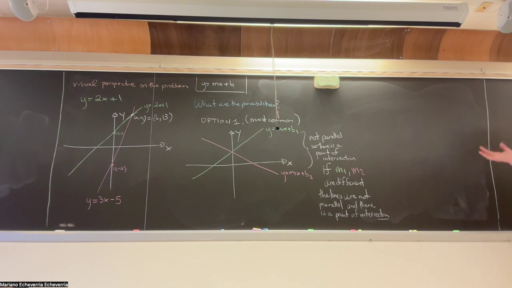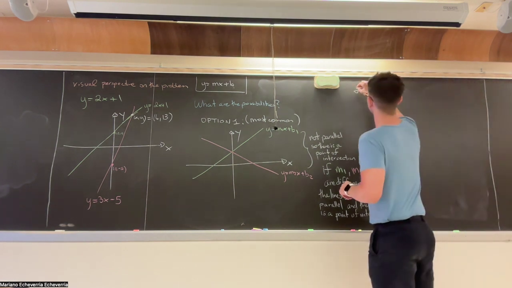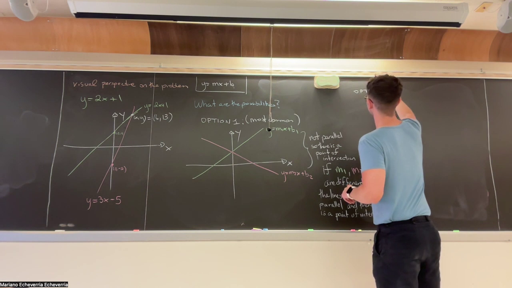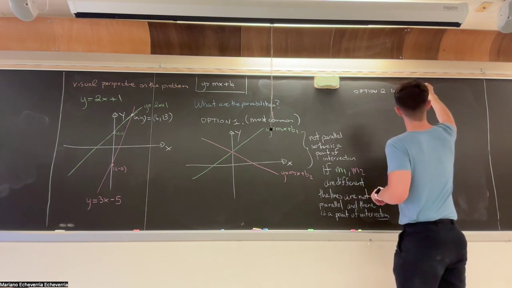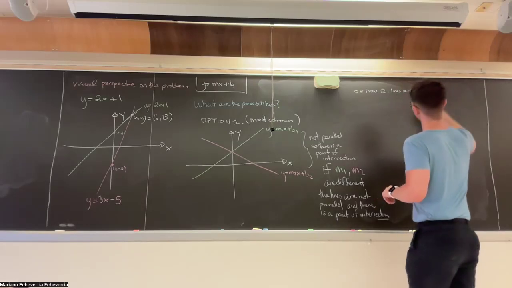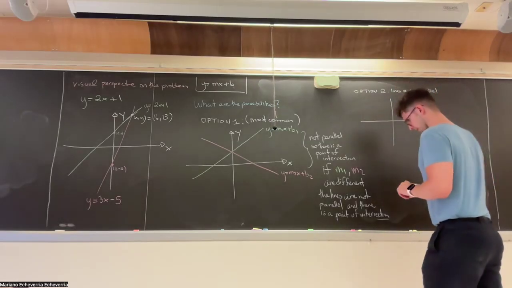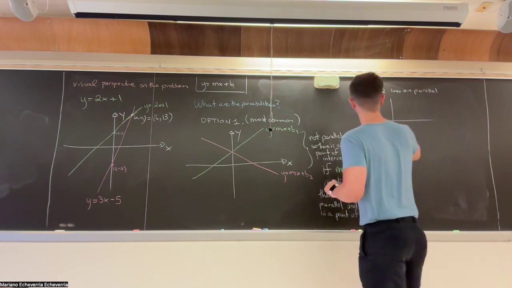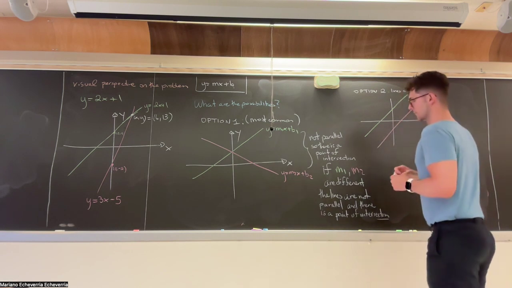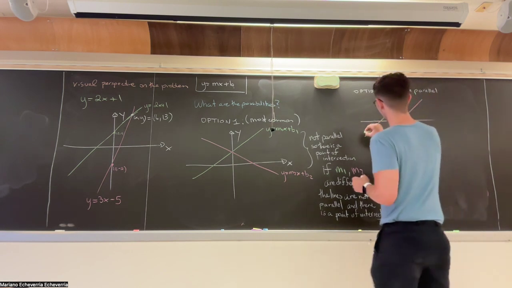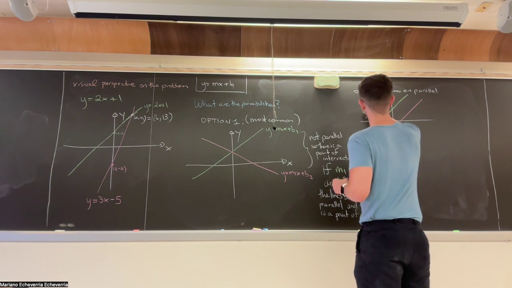In 5% of the problems, or 4.9% of the problems, what could happen is that the lines are parallel. So option two is for the lines to be parallel, and I'll give you an example in a second. Lines are parallel. So when the lines are parallel, the slopes are the same, so I'll just call that N for the same slope.